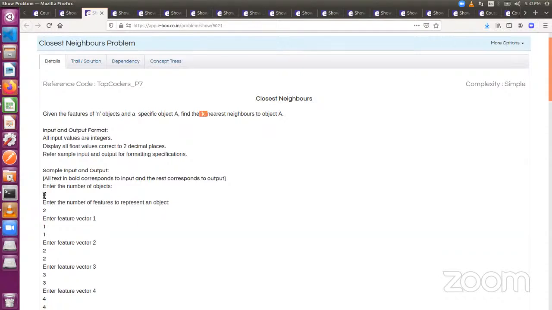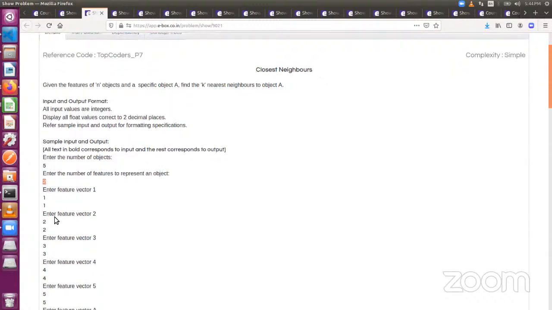So first, there are 5 points. The number of points is 5, and the number of features to represent an object is 2. Here they are generalizing. If 3 is given, then you have to be careful: you have to find the Euclidean distance between 2 points with 3 coordinates. If it is 4, then 4 coordinates. Like that, it changes. You have to write a generalized code.